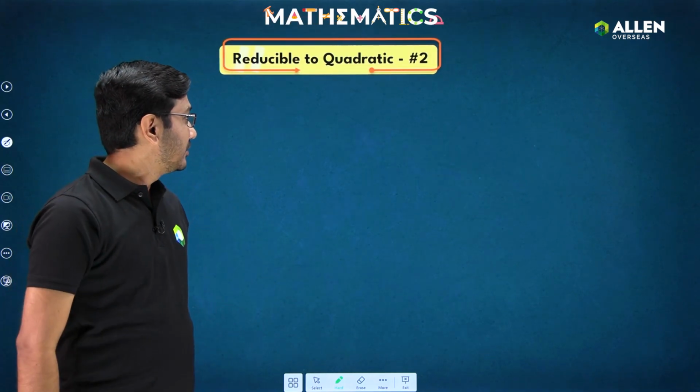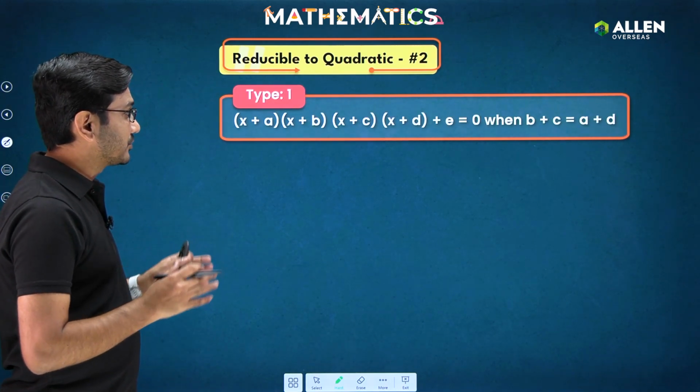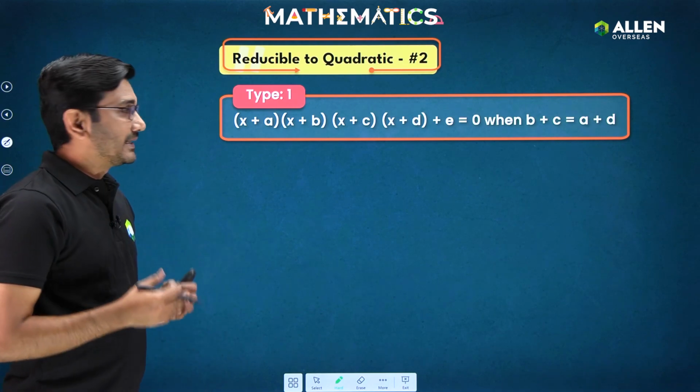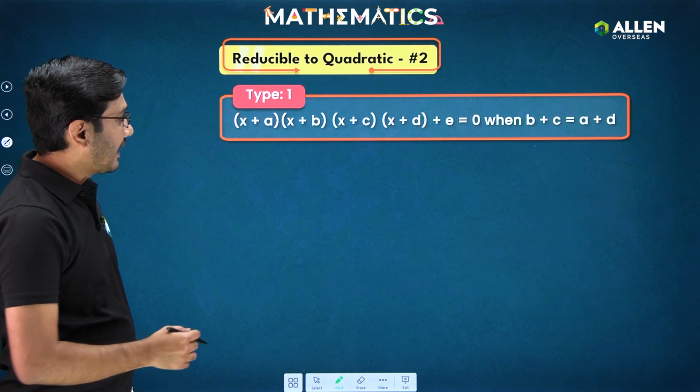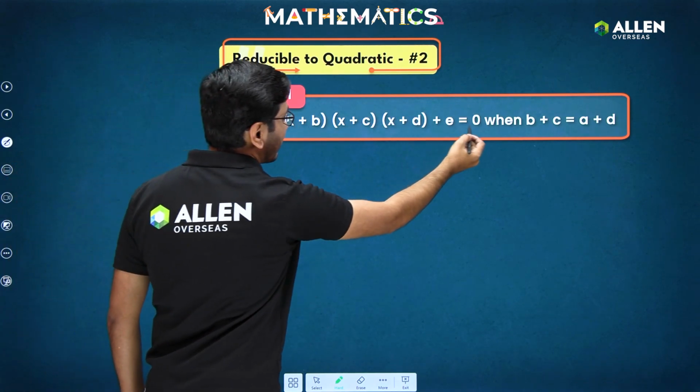Well, now just look at the kind of questions you will face, which are definitely very difficult to solve, but if you reduce them to quadratic, then they will be much easier. Like here, if you see (x+a)(x+b)(x+c)(x+d), all these linear terms are in product, and you have here plus e equal to 0.